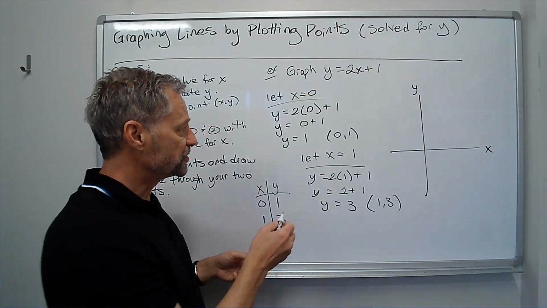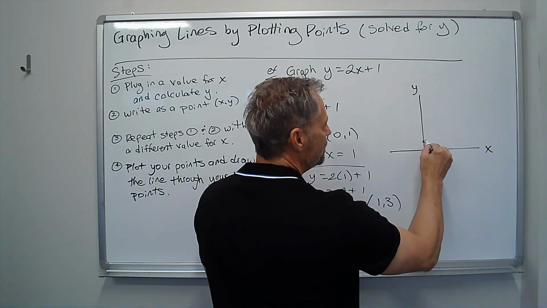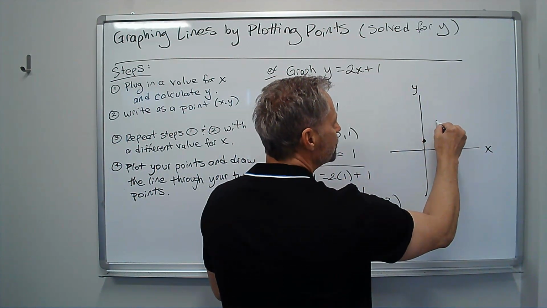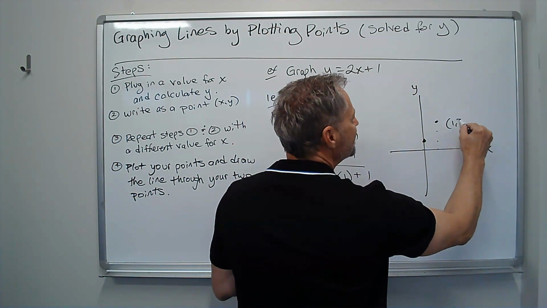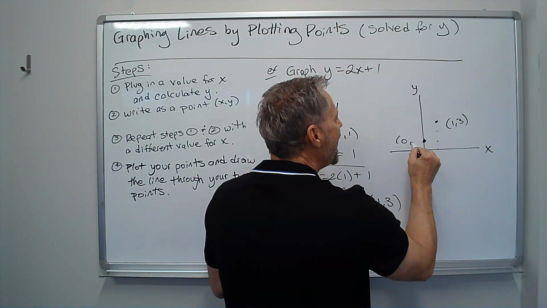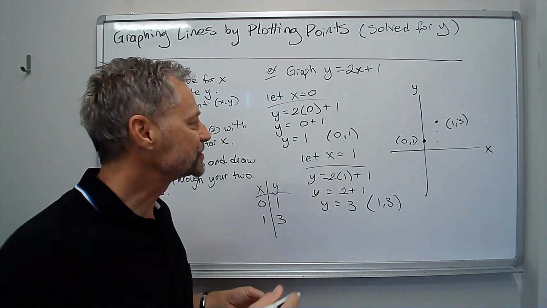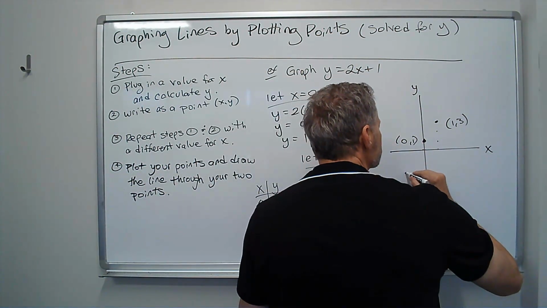Now I'm just going to plot those on here. So I've got (0, 1), that's about here. I've got (1, 3), that's about here. I like to label after I plot my points so I make sure my line doesn't go through my labels. And then just draw the line through those 2 points.